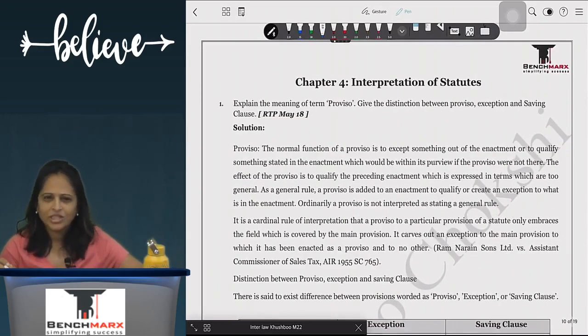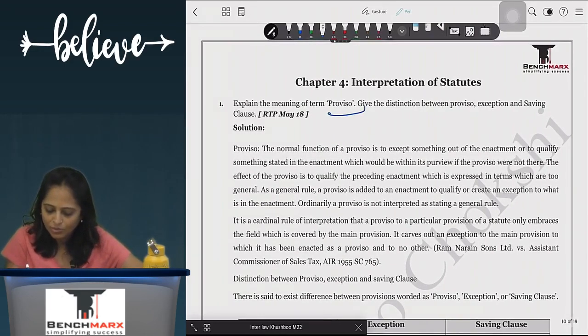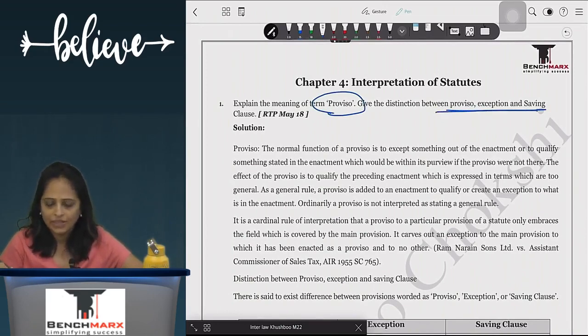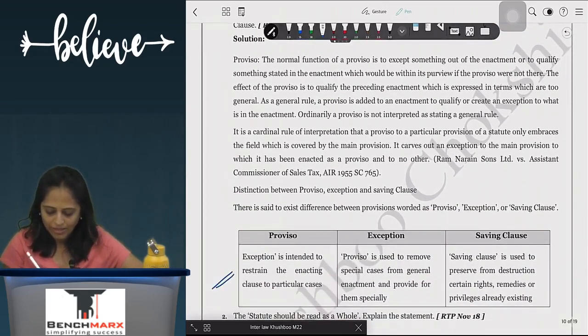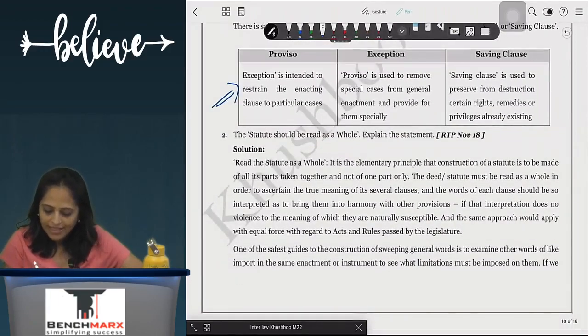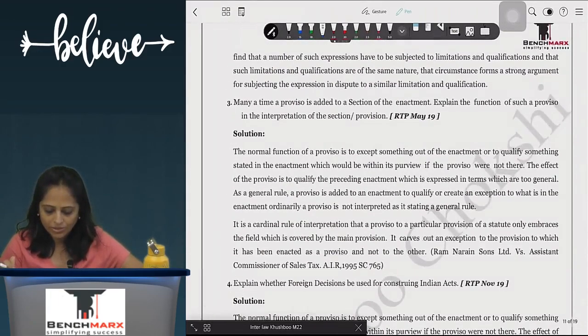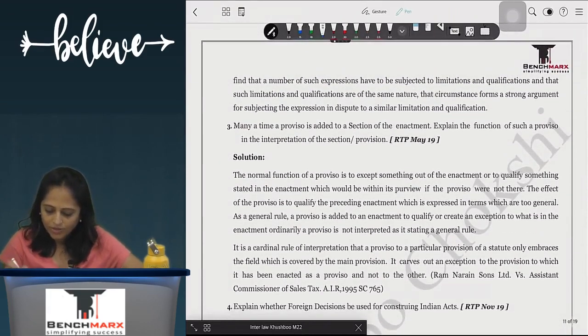Now, interpretation is mostly theory. We'll just quickly see what kind of questions are asked here. Explain the meaning of the term proviso. Give distinction between proviso, exception and savings clause. That was our chart, correct? Statute should be read as a whole. Explain the statement. You have to read the whole statute, not just a part of it.